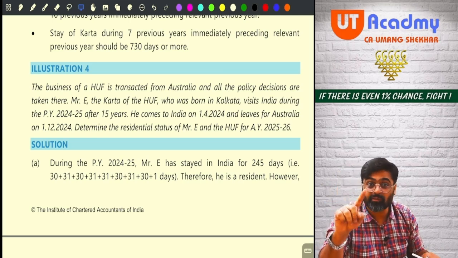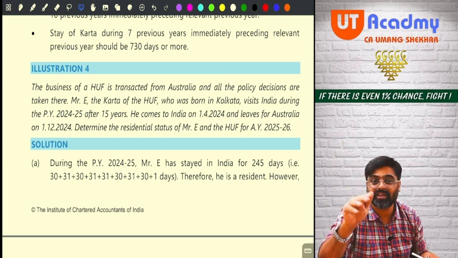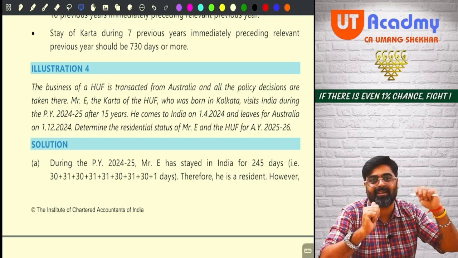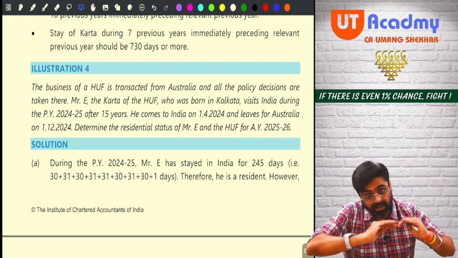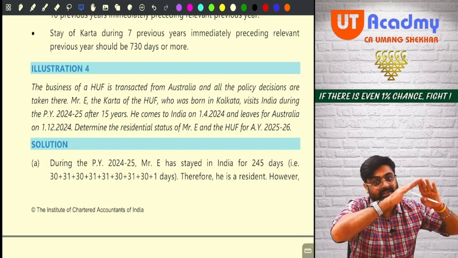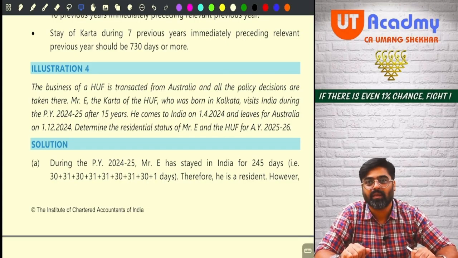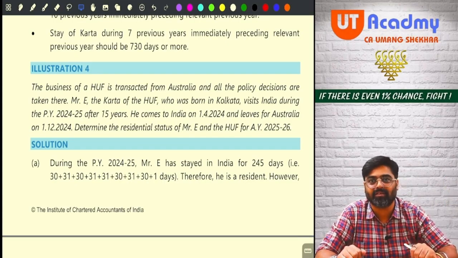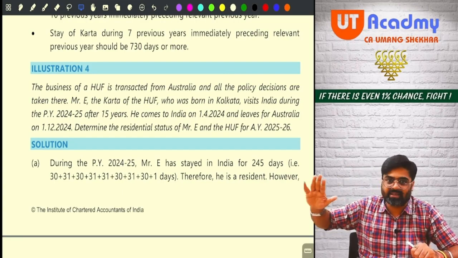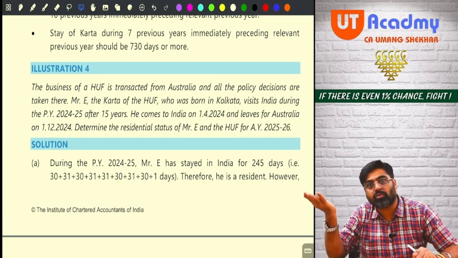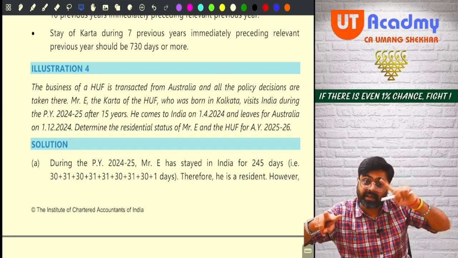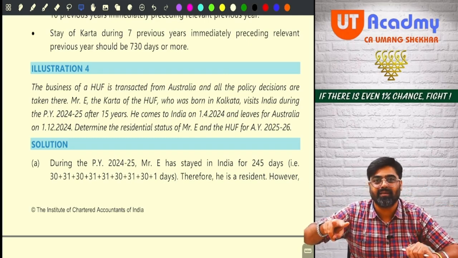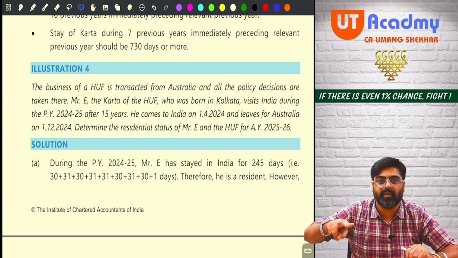But that we will see only if HUF becomes resident. In our case, HUF is not resident, hence we are not checking that. HUF is non-resident. Got it? And Mr. E, his own personal residential status we have checked separately, as an individual. For HUF, the residential status is this. But if HUF also becomes resident, then additional conditions will be checked for Karta only. Got it? Everyone?